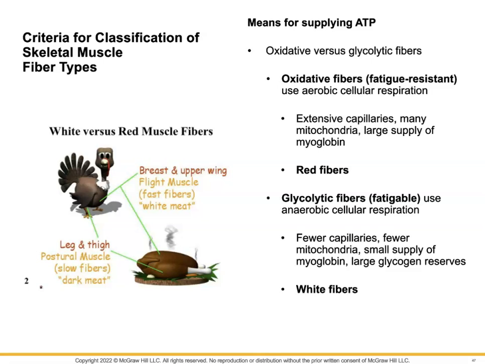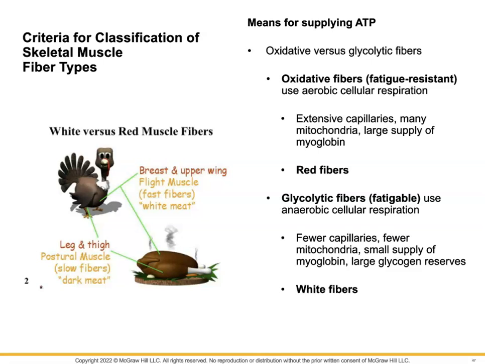So when we talk about oxidative fibers, they specialize in making ATP through aerobic cellular respiration. Remember, that's glycolysis, transition, Krebs cycle, electron transport chain, right? Lots of ATP. So they have several features that allow that to happen. They have an extensive capillary network, which means good blood supply. A whole lot of mitochondria, a whole lot of powerhouses, right? That's where we make ATP.